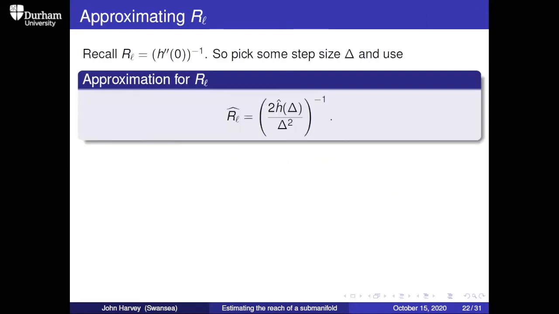So how do we approximate the local reach, which is 1 over h double prime of 0? Well, we just use basically a central difference formula for the second derivative. Because we know h prime of 0 is equal to 0, we're able to use something that looks a bit like a central approximation formula to approximate h double prime. So we choose a step size delta, we plug that in, and we get our estimate back.